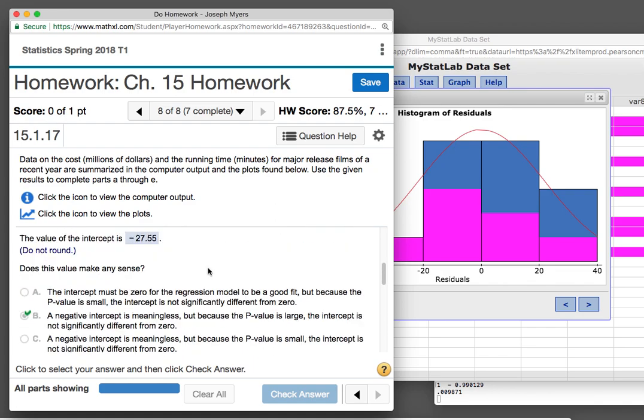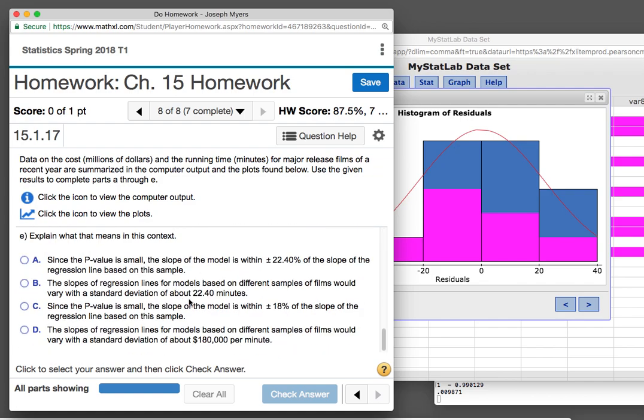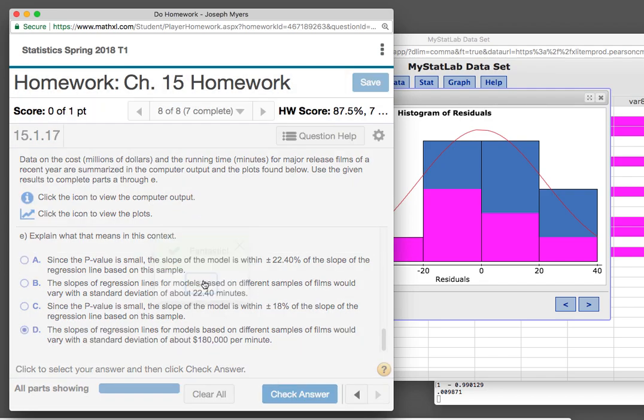So first of all, think about what the slope means. The slope is 0.68. That means that it costs about $0.68 million per minute of runtime. But that could vary, though. And 0.18 of $1 million is $180,000. So the slopes of regression lines based on other samples could vary by about 0.18 million, which is $180,000 per minute. And there we go.